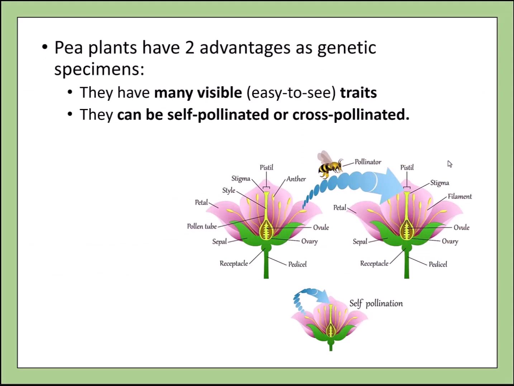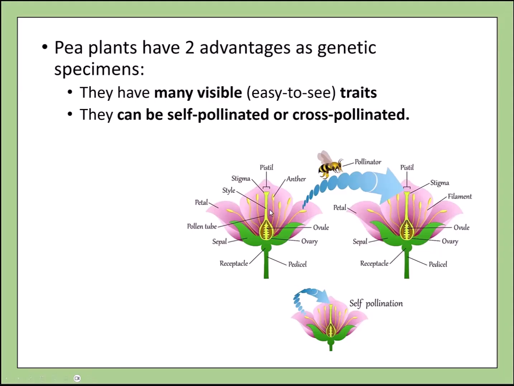He was fortunate in that pea plants have two major advantages as genetic specimens. First, they have many visible or easy to see traits, as you saw from the last slide. And secondly, they can be self-pollinated or cross-pollinated. Self-pollination is the movement of pollen from the male portion of one flower onto the female portion of the same flower. So flowers, because they have distinct male and female parts, are able to pollinate themselves or reproduce using their own genes.